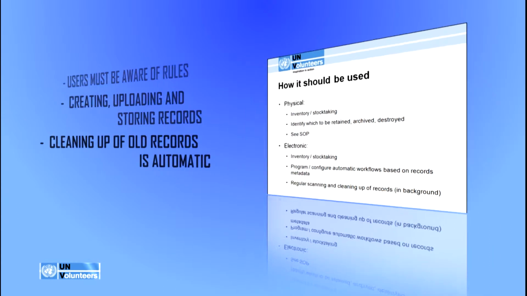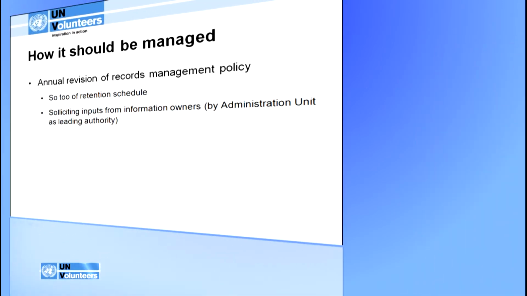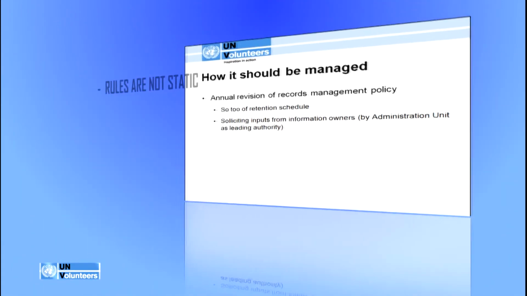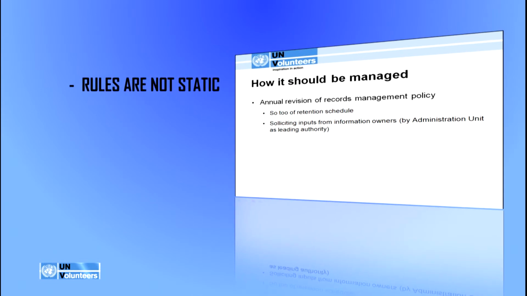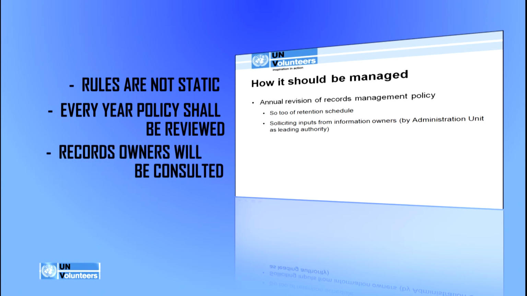Maintaining the retention schedule itself. The retention and disposition rules in the 2014 UNV records schedule are not static. Every year, the records management policy shall be reviewed, including the retention schedule. As such, owners of records will be consulted to review the current retention schedule and to provide inputs for revision.